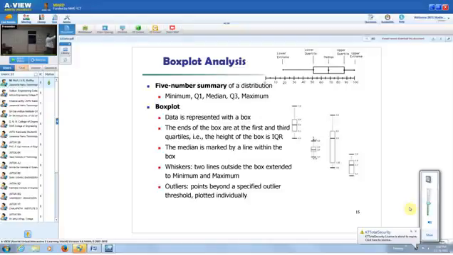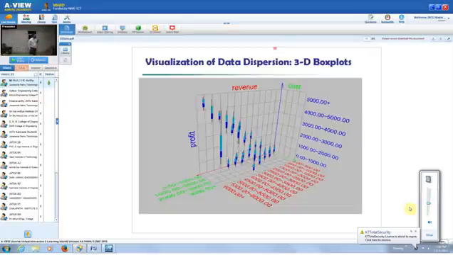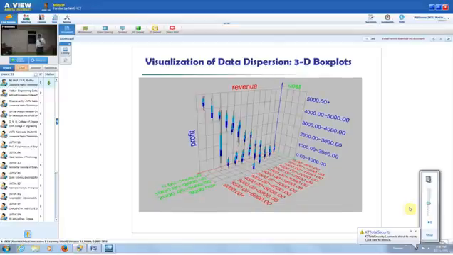Actually, he has not shown it, but suppose something goes beyond that max line, the outliers will be shown. So next, this is a visualization of data dispersion in a 3D box plot. He has shown revenue, cost and profit. So, 3D plot. Next.